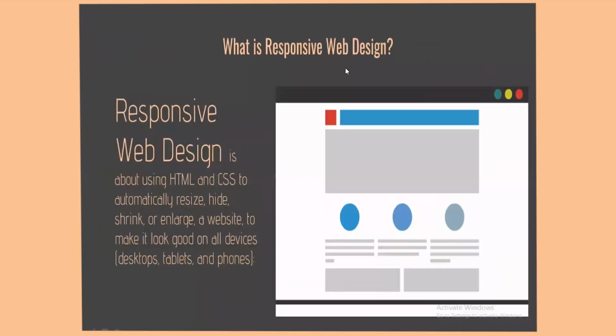What is a responsive web page? Here, by using HTML and CSS, the website automatically resizes, hides, shrinks and enlarges. It means that according to our screen size, we have to hide our details and enlarge the icons and everything. Majorly we have to see desktop size, tablet size, and phone size.